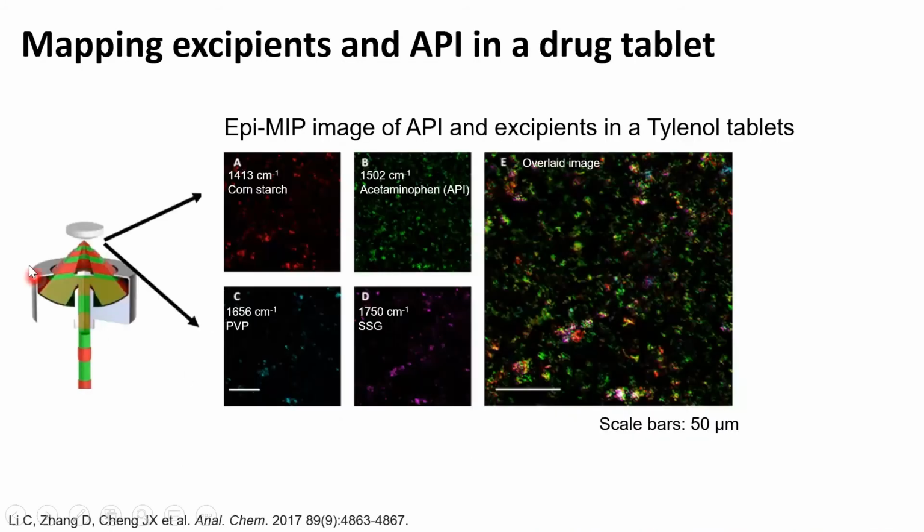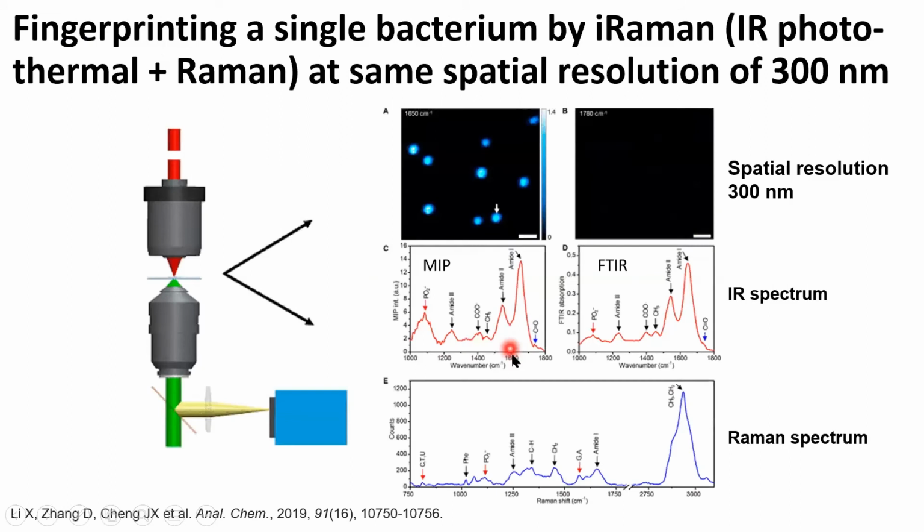Also, you can see drug in tablets. This is using the backward or epi detection. This is a Tylenol tablet, and we can see the API and also excipients using the backward geometry. But now, with much enhanced spatial precision, we can study single particles.